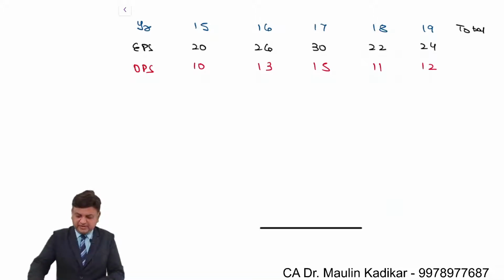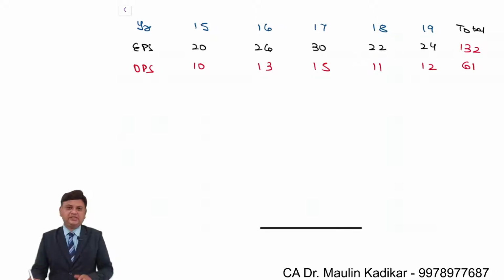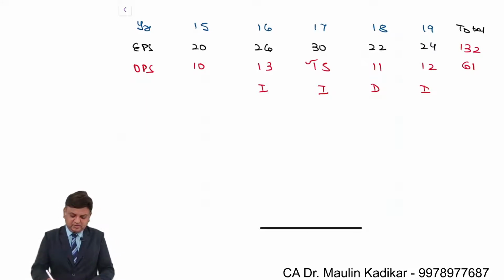So what is the total dividend paid? 10 plus 13 plus 15 plus 11 plus 12. So a total of 61 rupees is paid in the form of dividend out of 132 rupees of the earning. However, in this case, you can see that the dividend per share is increasing, then it is decreasing, and again it is increasing. However, it is lower than the earlier dividend of rupees 15, rupees 30. That is what we can see. This is the first thing.